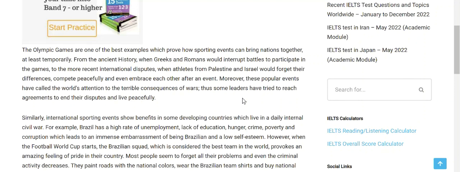disputes when athletes from Palestine and Israel would forget their differences, compete peacefully, and even embarrass each other after an event. Moreover, these popular events have called the world's attention to the terrible consequences of wars. Thus, some leaders have tried to reach agreements to end their disputes and live peacefully.